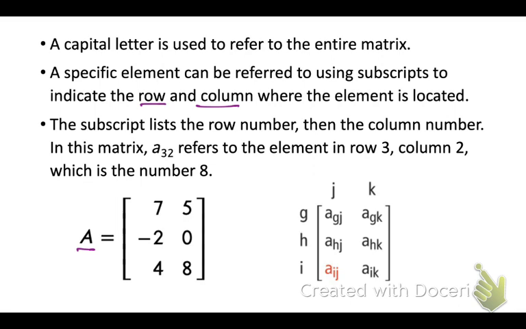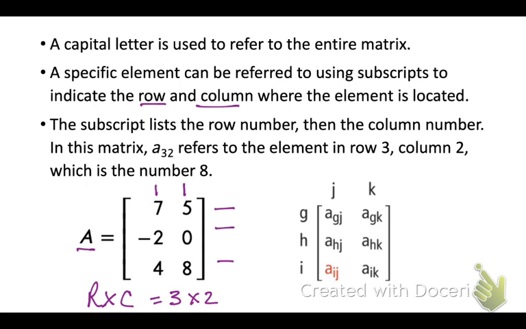This says how many rows? 3. How many columns? 2. So it's row by column, and so it is a 3 by 2 matrix. Okay.